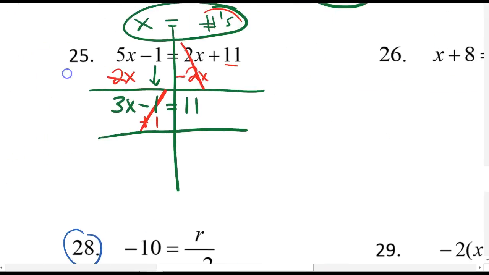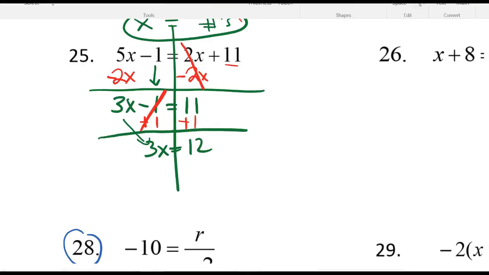Okay. Here, again, this 2 is positive, so I subtract it, but here the 1 is negative, so I add. I always do the opposite of whatever that sign is. Okay, and then I add 1 to the other side to balance it. So 3x, bring it down. And then 11 plus 1 is 12.